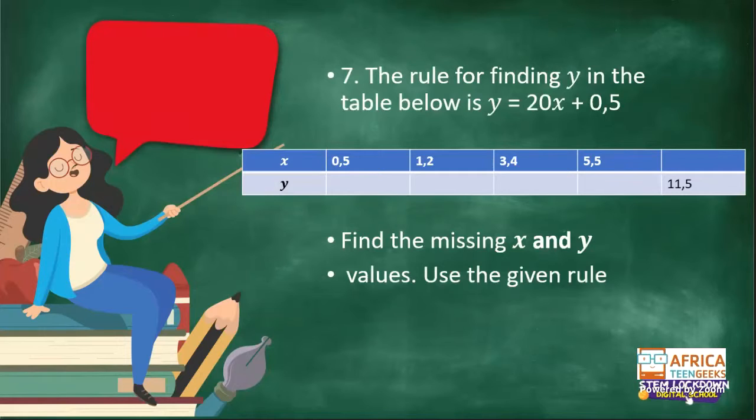Right, I hope that you have the corrected answer yourself. 10,5. Yes, I agree with you because 20 times 0,5 in the first block here. If x is 0,5, then you'll have 20 times 0,5. So half of 20 basically is 10, and then if you add 10 and 0,5, you get 10,5. That's correct.